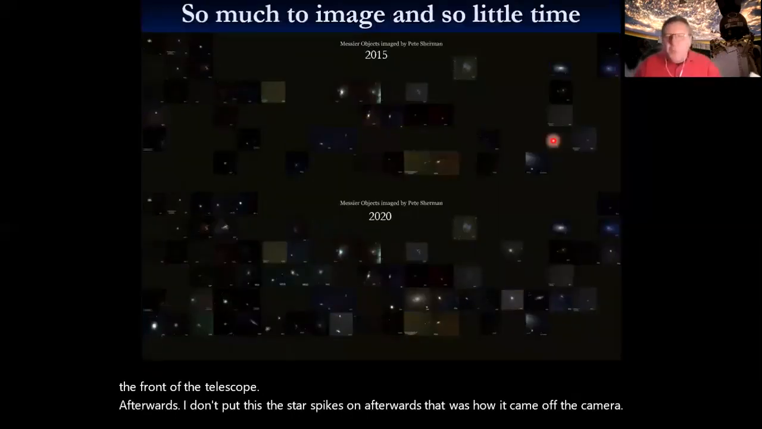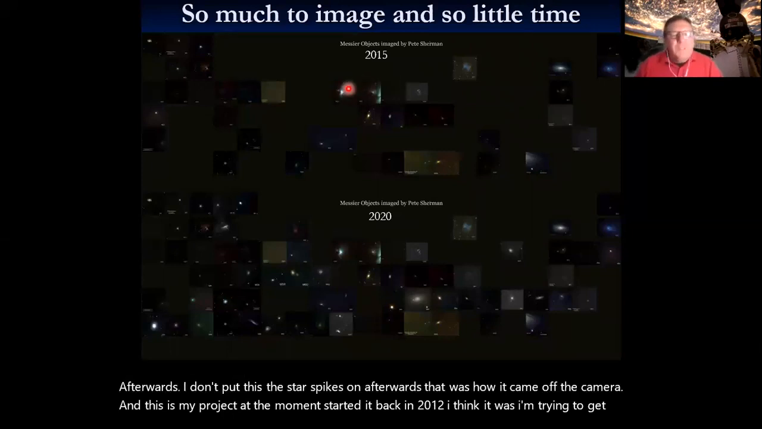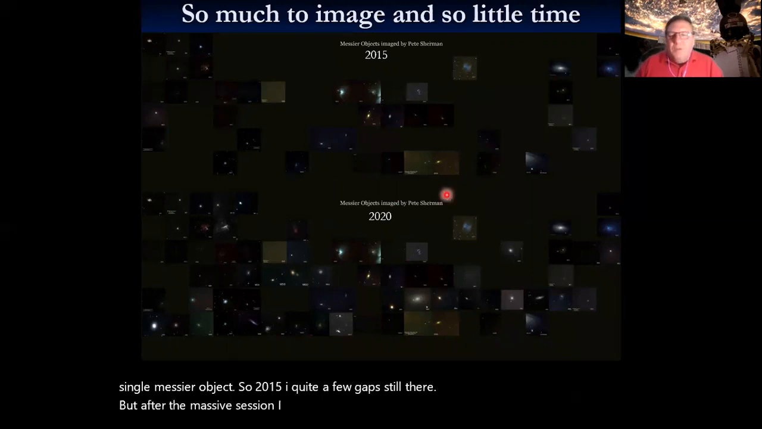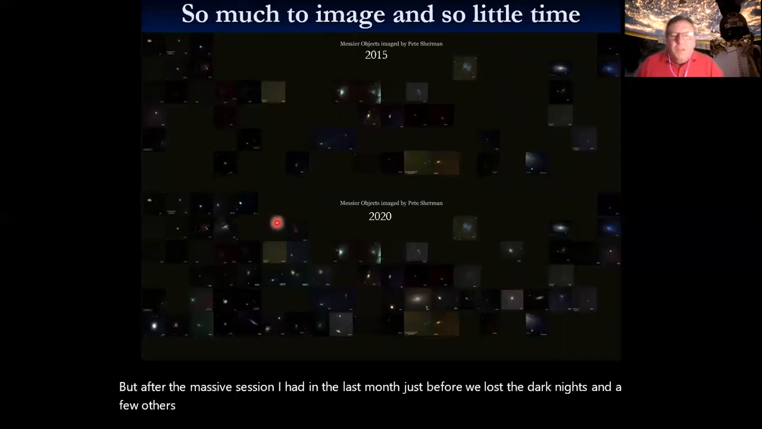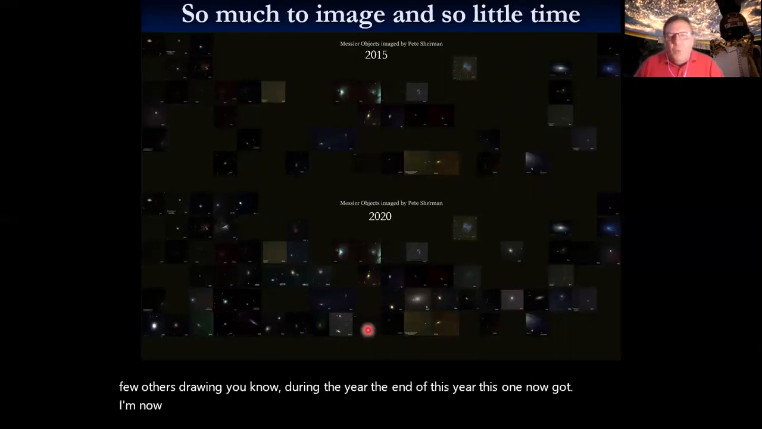And this is my project at the moment. I started it back in 2012, I think it was. I'm trying to get every single Messier object. All right. So in 2015, I had quite a few gaps still there. Okay. But after the massive session I had at the end of last month, just before we lost the dark nights, and a few others during the year, at the end of this year, this is what I've now got. Okay. I'm now up to, I think I've only got 37 to go.